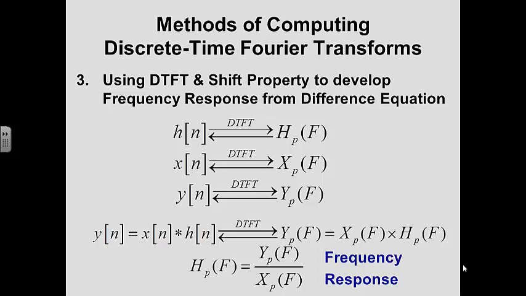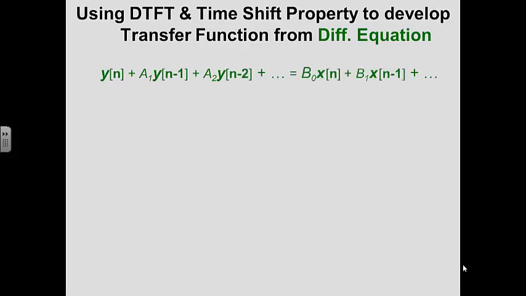Well, the difference equation is what makes it all worthwhile. Because the difference equation tells me how to connect x of n to y of n. So it could potentially tell me how to connect X of f to Y of f if I take the discrete time Fourier transform of the entire difference equation. So here's a generalized difference equation. I'm going to take the DTFT of every one of those terms.